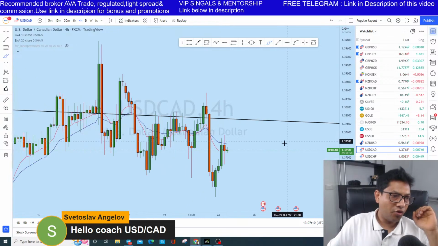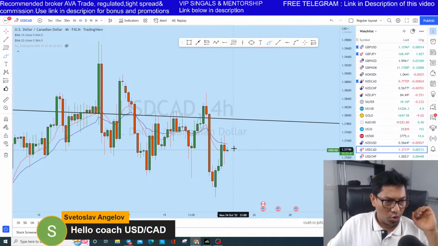USD CAD, yeah, let's look at USD CAD. USD CAD is also short term bearish for me. I think that from this zone we could see some movement down.